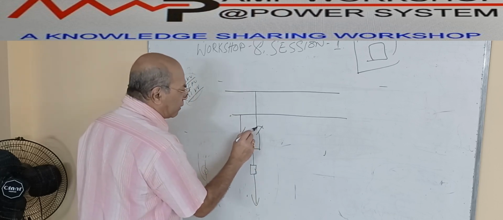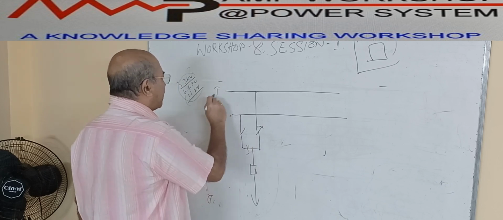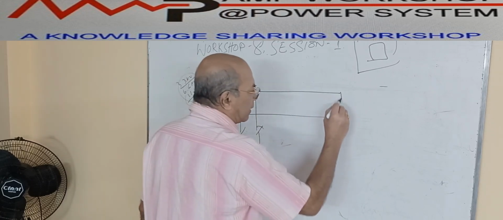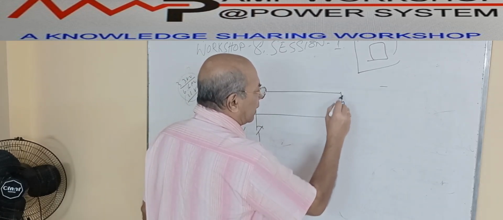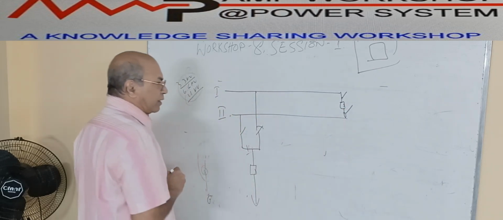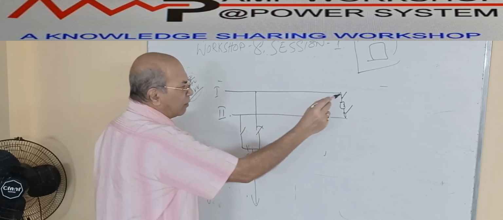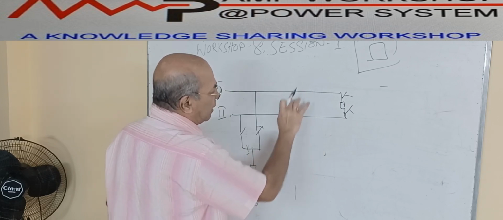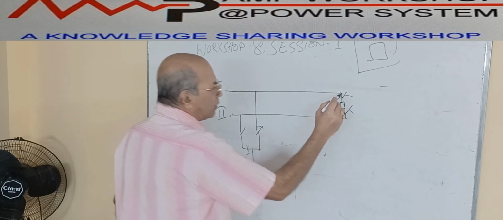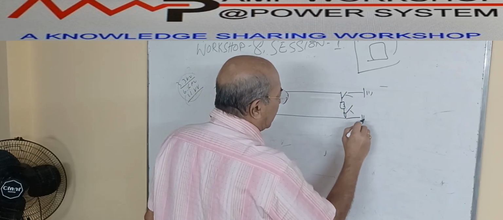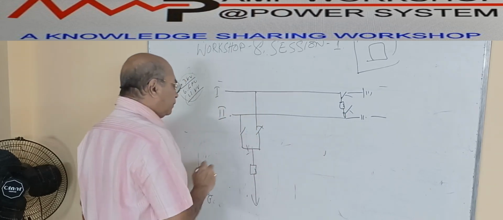If we close this isolator, power supply will be coming from busbar 1. Suppose this is busbar 1, this is busbar 2, and these two busbars are connected by a circuit breaker. It has an isolator over here, and an isolator over here, both sides. So if this isolator is open, in that case what will happen? It will act as two independent busbars. Sometimes with this isolator, there is an earthing provision also over here. The busbar can be directly earthed if we require.